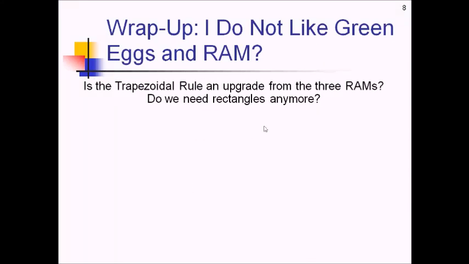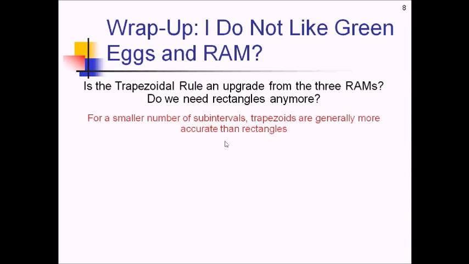For your wrap-up, let's ponder the following questions. Is the trapezoidal rule an upgrade from the 3 RAMs that we learned before? And do we need rectangles anymore? Well, here's my 2 cents on this one. As far as being an upgrade, trapezoidal rule is definitely, for a smaller number of subintervals, more accurate than rectangles. I mean, let's be honest, you can fit trapezoids more easily under anything than rectangles because you're not limited to the slope of the top of the shape.